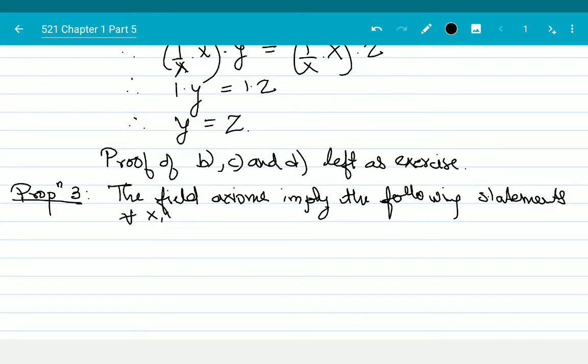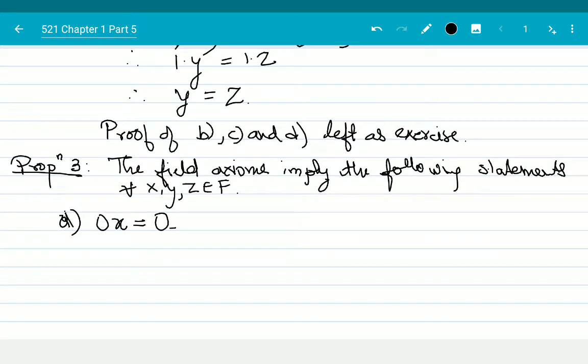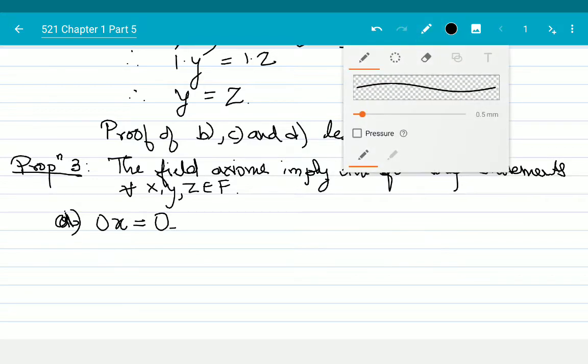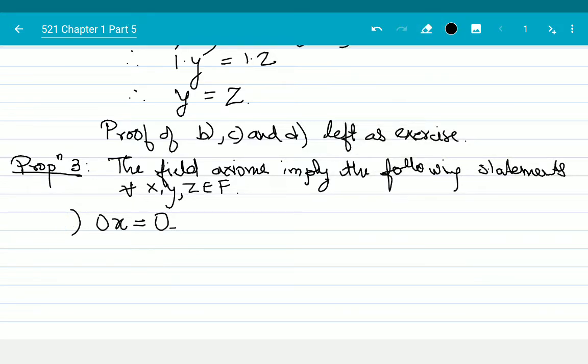For every x, y, z in F. First, A: 0x is equal to 0. Sounds trivial, right? However, these statements so far, what we have written, are going to be slightly more interesting to prove. They're not completely as straightforward as before. They're still quite easy, so I will leave some of them for you. But these are more interesting in my opinion.